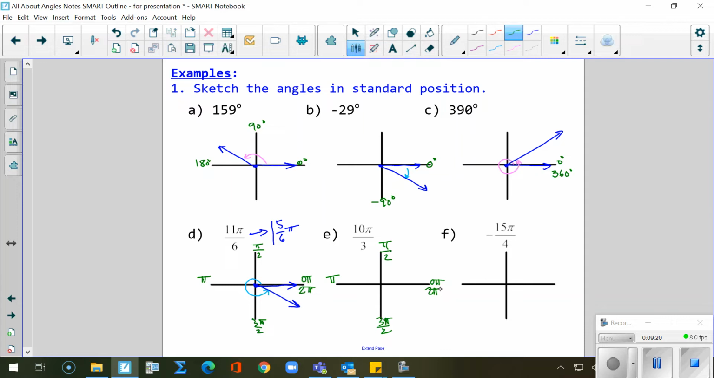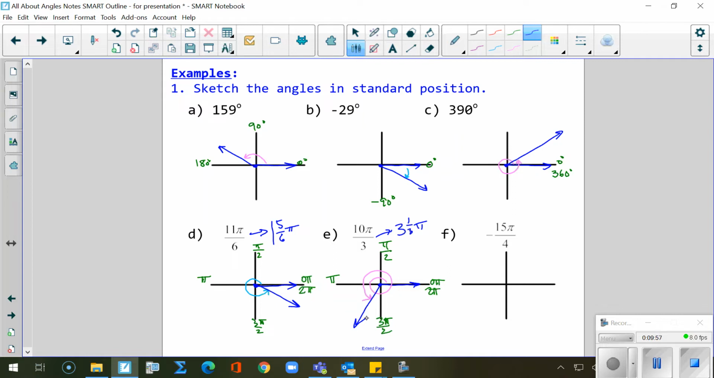10 divided by 3 would be 3 1/3 pi. So I'm thinking about 3 1/3 pi. That's just my thought process. I'd never give that as an answer for anything, but it just helps me know that from the initial side, I would go 1 pi, 2 pi, 3 pi, and 1/3 of a pi, which is less than a half of a pi. Each quadrant is a half of a pi.